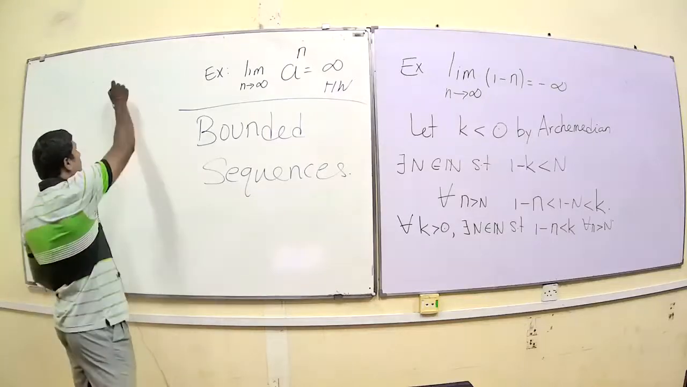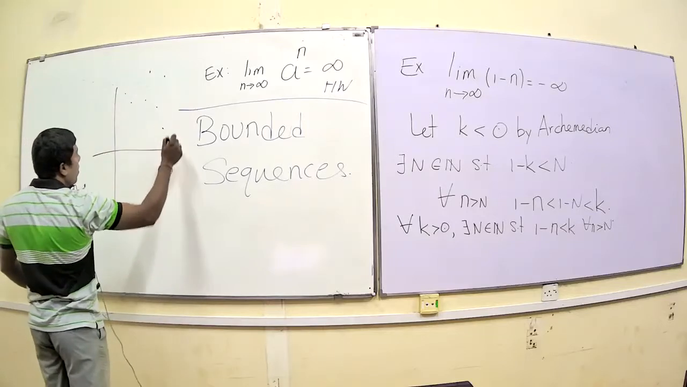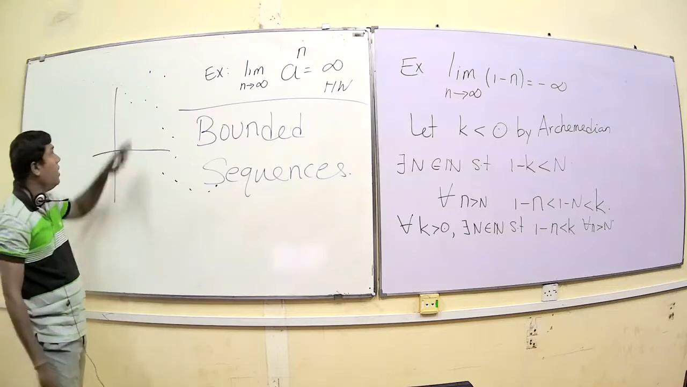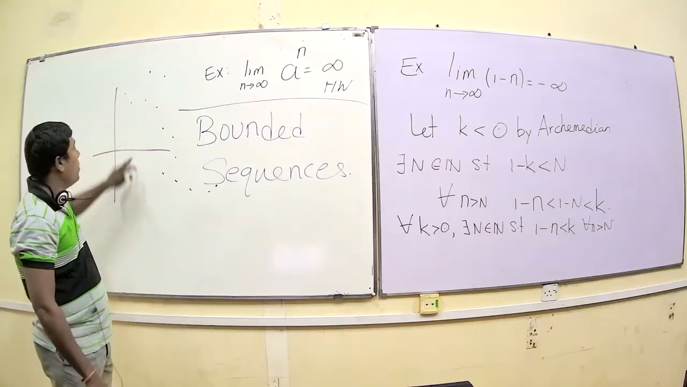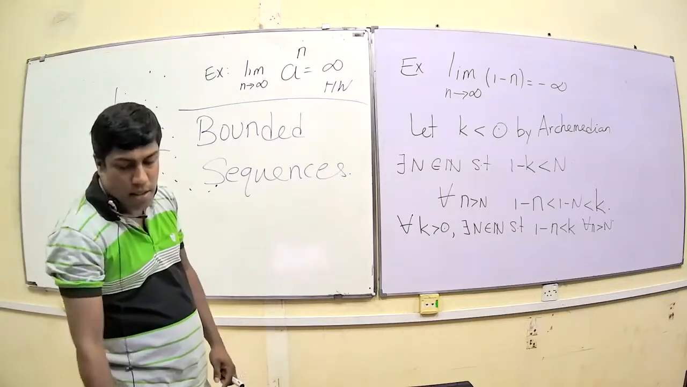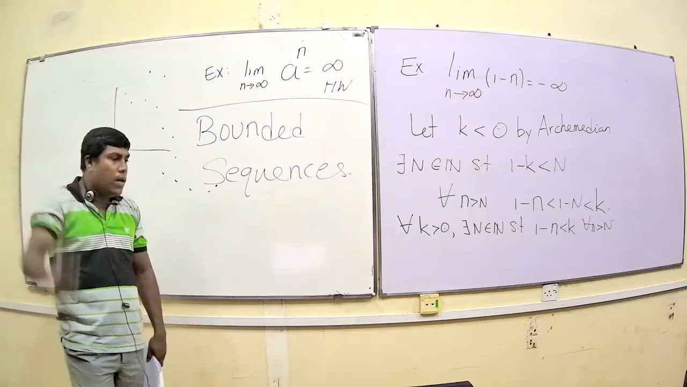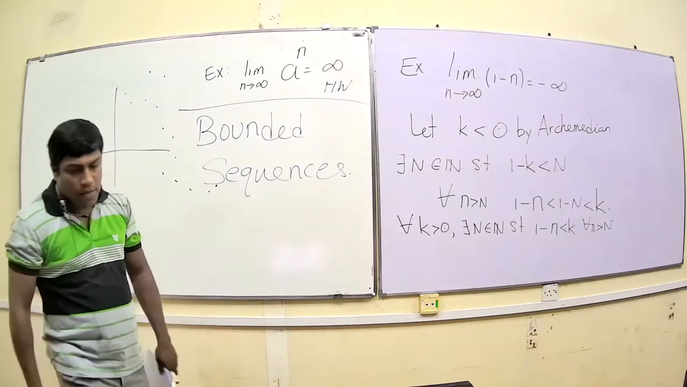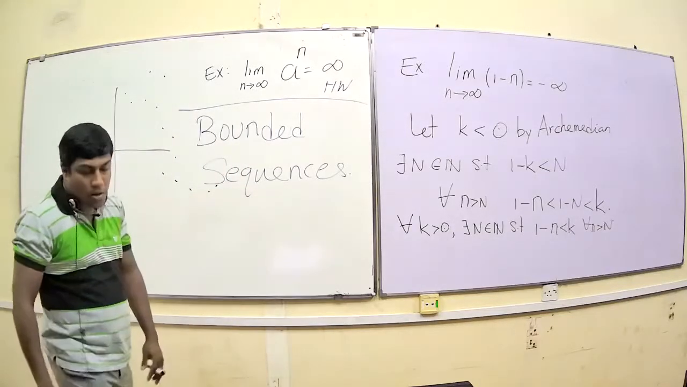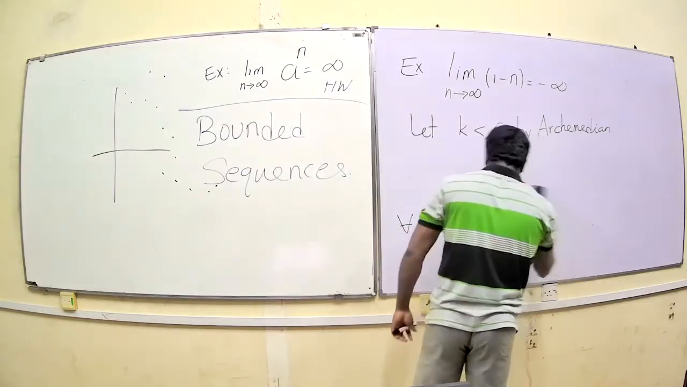You know that sequences look like this: for n equal to 1, you have one term, n equal to 2, another, 3, another, 4, another, like that. Some of them may go to 0, some may go to some number, some may go to infinity, some go to minus infinity, and so on. We have seen these examples already. Based on that, we are going to define boundedness of a sequence.